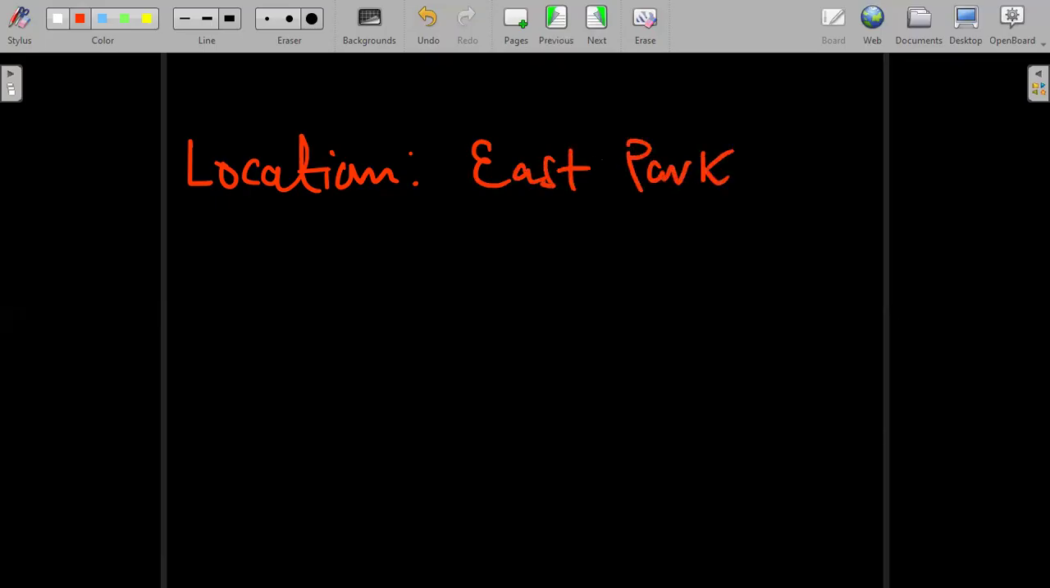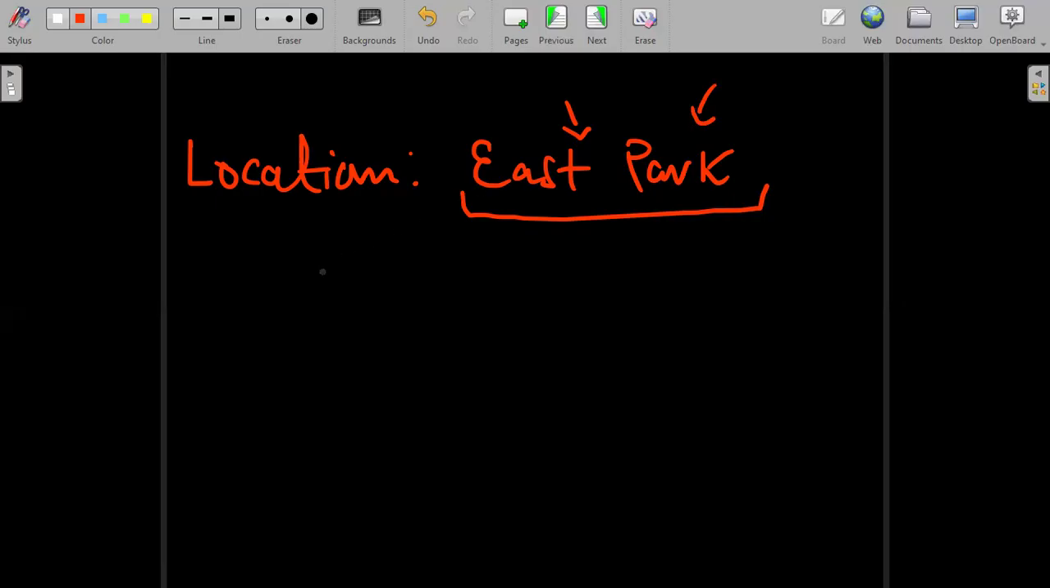So the location that you are at, East Park, does not depend on the path that you took to reach this East Park. It's independent of the path. It only depends on the current position where you are, which is what?